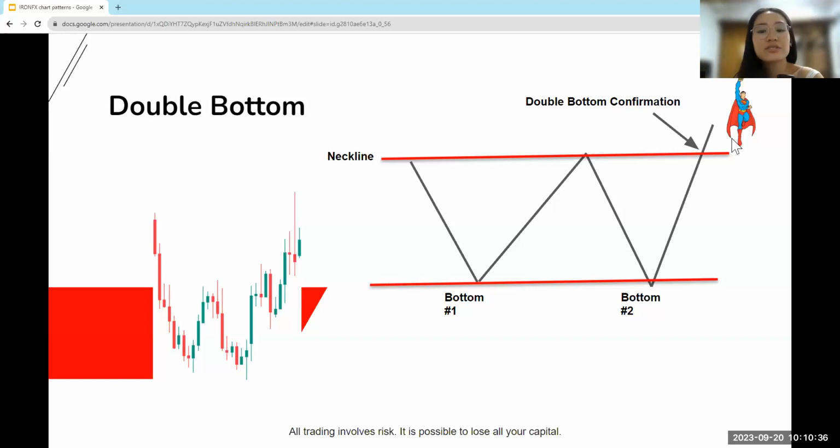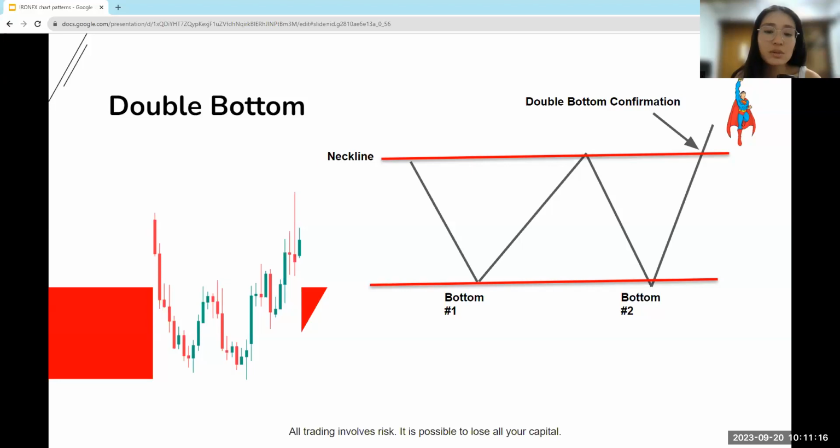So the pattern is characterized by a distinct drop in price, followed by a slight reversal or bounce, with a second drop occurring soon after to either the same or similar level as the first before another significant reversal, so that the chart appears to take on the form of the letter W. So kind of opposite of double top, we have the neckline, instead of being on the bottom, it's on the top. And then instead of having two tops, we have two bottoms. The double bottom confirmation, similarly to double top, happens once price surpasses the neckline.